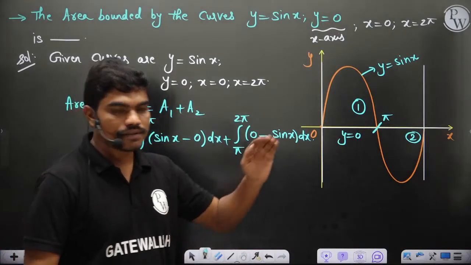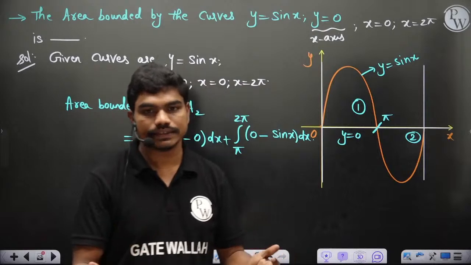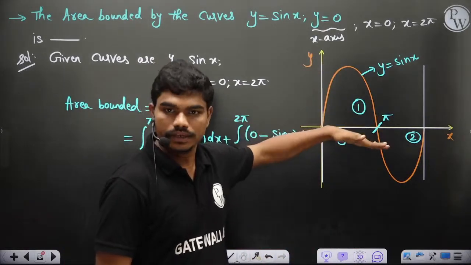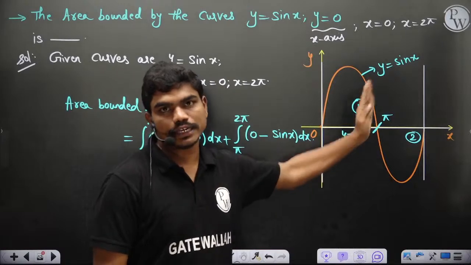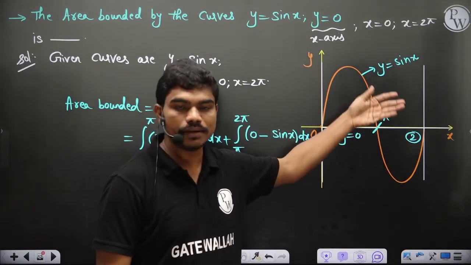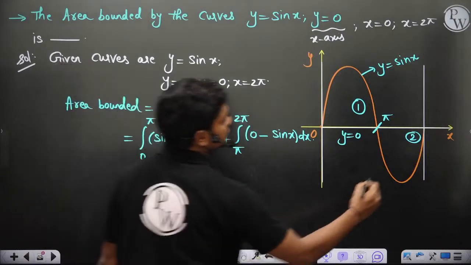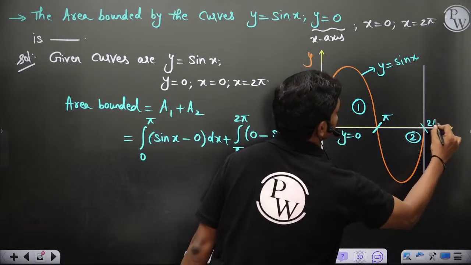Okay, because from 0 to pi, sin is positive, obviously, so positive values are more than 0, so sin x will be on the top than this x-axis. Okay, similarly from pi to 2 pi, sin is going to be negative, so obviously 0 is actually more than sin x values. Okay, so that's how you have. So this is 2 pi, of course, 2 pi.